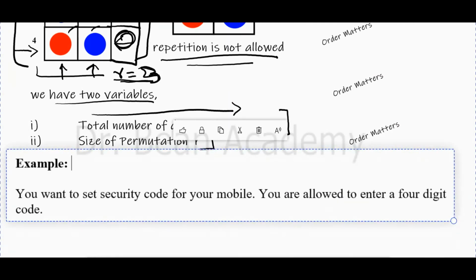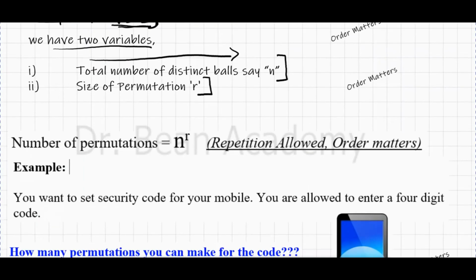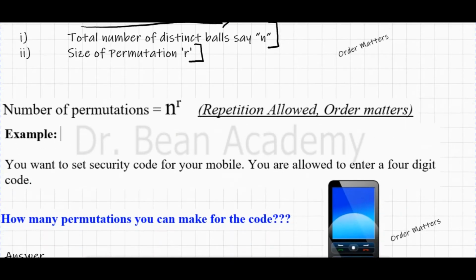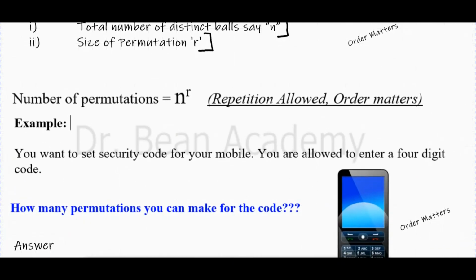and we can solve problems related to permutations. So first I want to tell you about the formula. So number of permutations possible under a situation is N power R. So once you know N and R, just use this formula, N, and make it to the power of R, and whatever you get, that is the number of permutations possible.